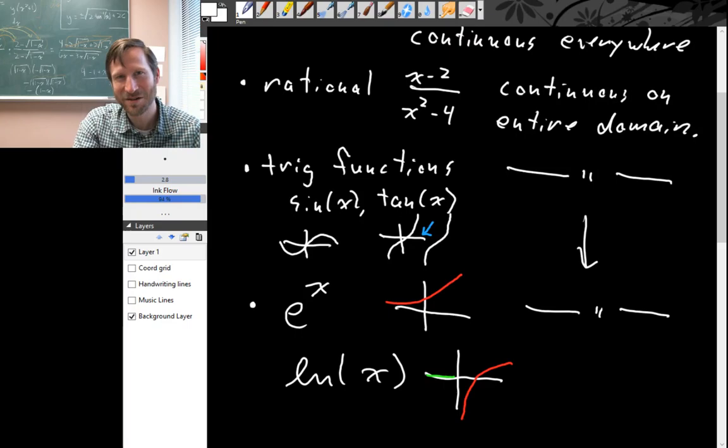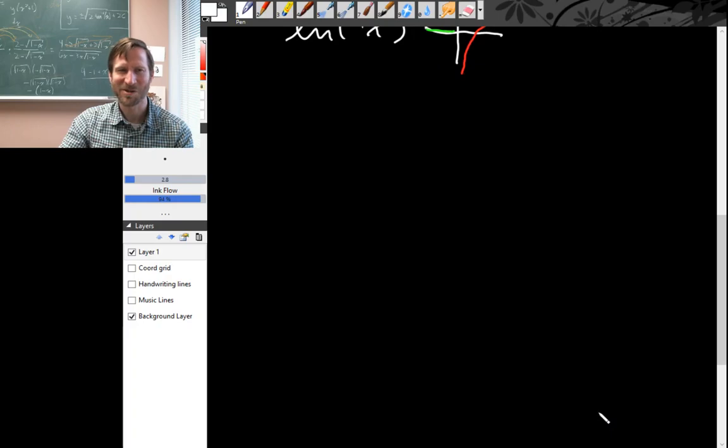What we're finding here is that most formulas that we write down are continuous on their entire domain. So actually, almost all functions are continuous almost everywhere. And that makes a lot of limits very easy to calculate. Let's look at a quick example.